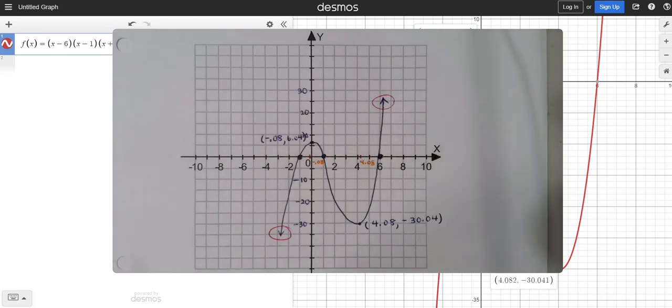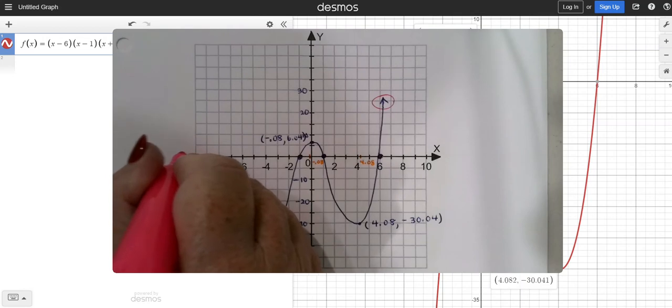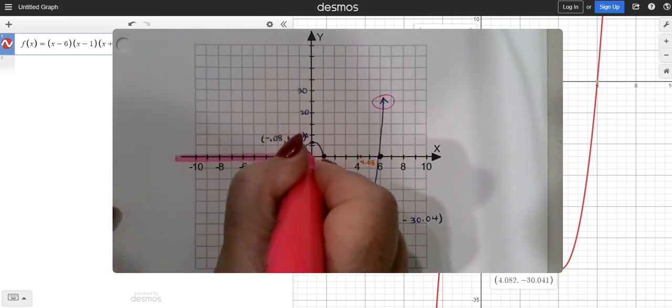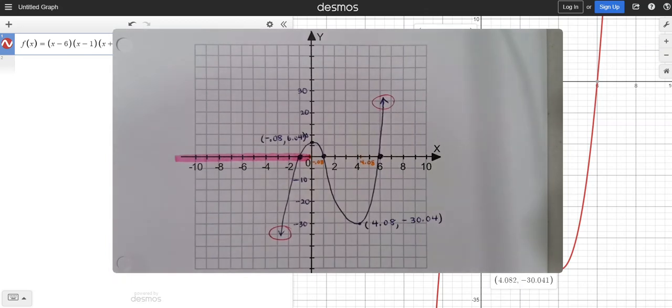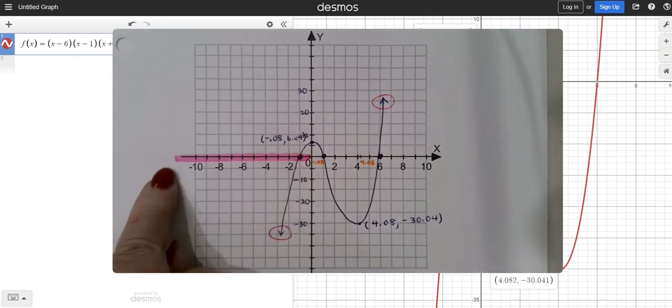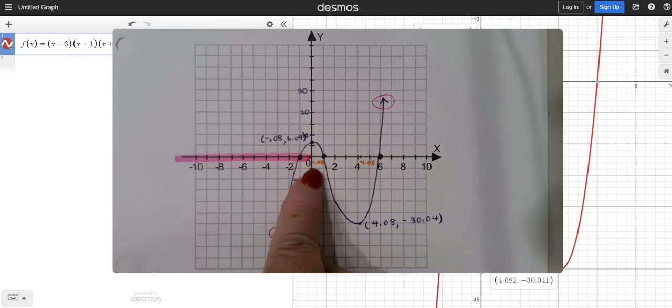And I just like to kind of think of this from left to right because it helps me concentrate on what I'm doing rather than going back and forth. So this graph is increasing at first. And it's going to increase for all of the x values until I get to the maximum, right? So the increase happens from negative infinity until I get to negative 0.08.